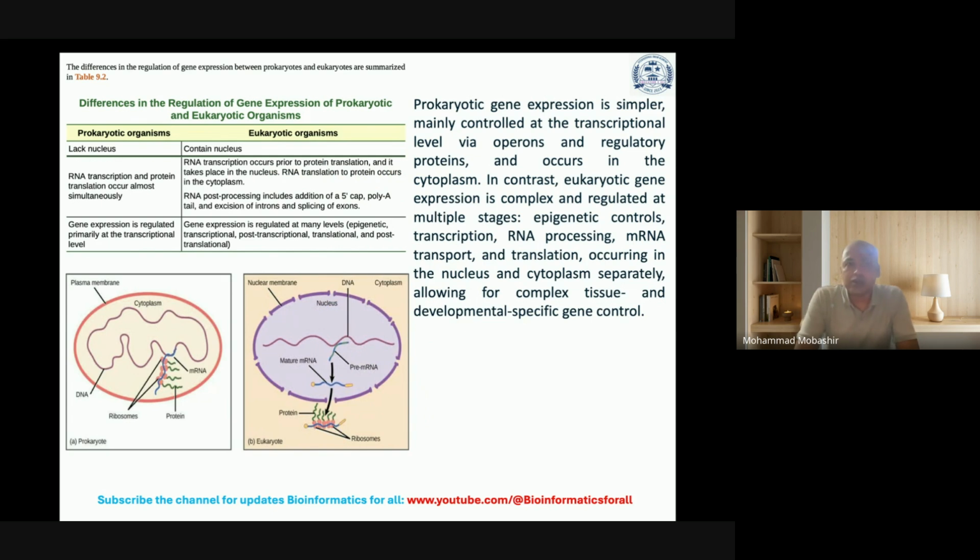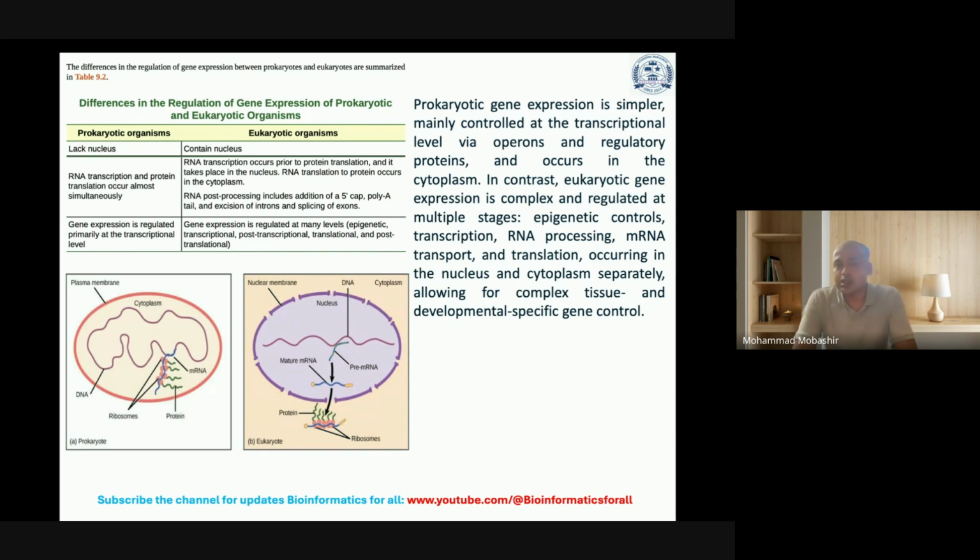RNA transcription and protein translation occur almost simultaneously in case of prokaryote, while in case of eukaryote, RNA transcription occurs prior to the translation and it takes place in the nucleus. RNA translation to the protein occurs in the cytoplasm. RNA post-processing includes addition of 5' cap, poly A tail, and excision of introns and splicing of exons. Gene expression is regulated primarily at the transcriptional level in case of prokaryotes, while gene expression is regulated at many levels, for example, epigenetic, transcriptional, post-transcriptional, and translational and post-translational level.